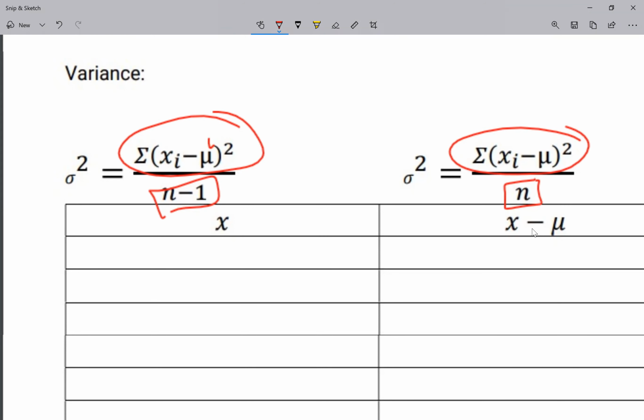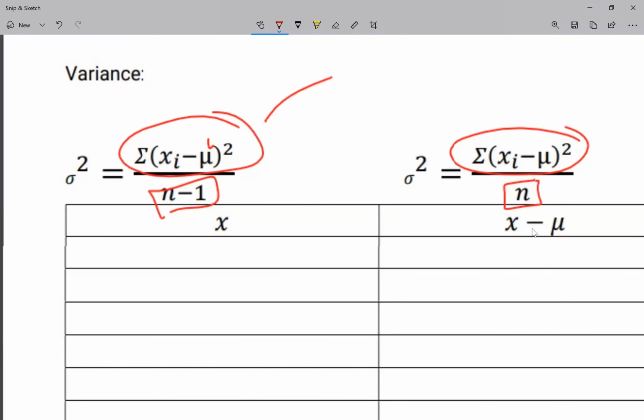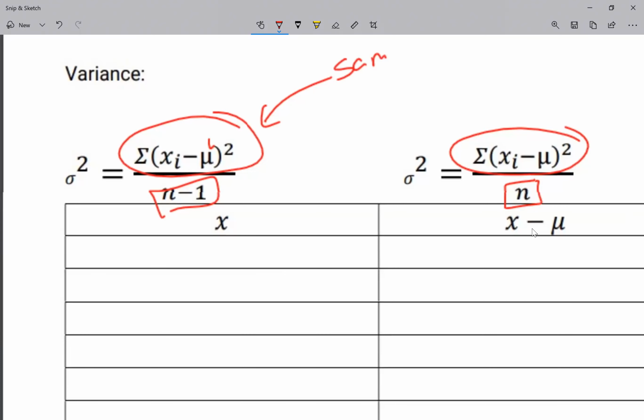Now, the formula we're going to be using, this one on the left, this is if we have a sample. We just have a sample. Now, n is how many numbers were in our data. So n minus 1 is obviously one number less. I'm going to be dividing by one number less if I'm using the sample. So sometimes you want to know what's the variance of a sample.